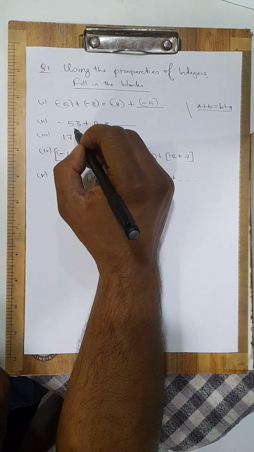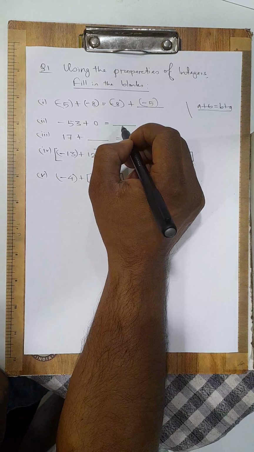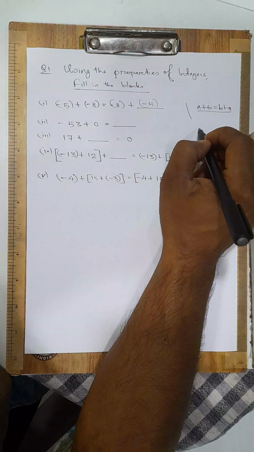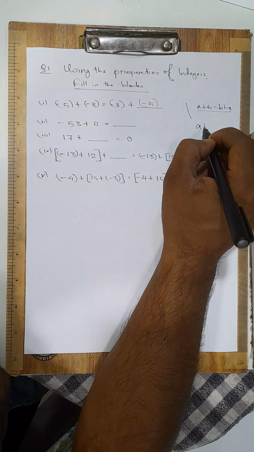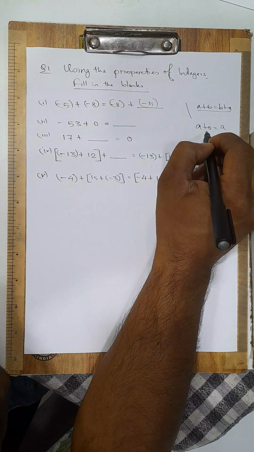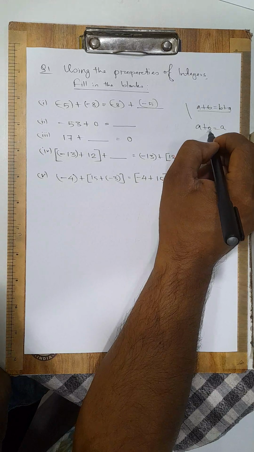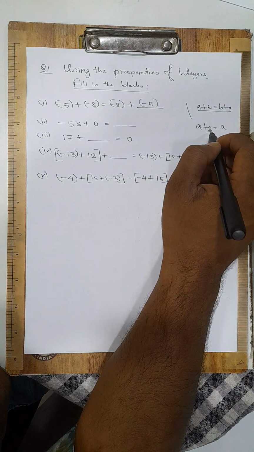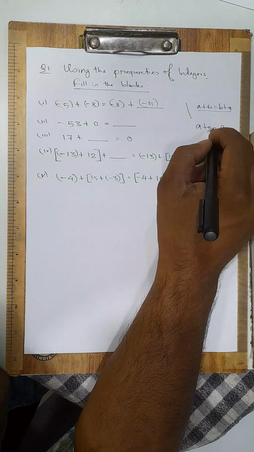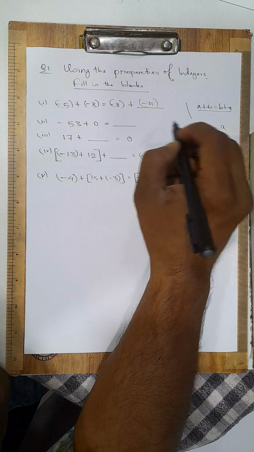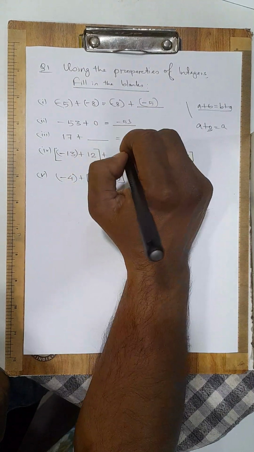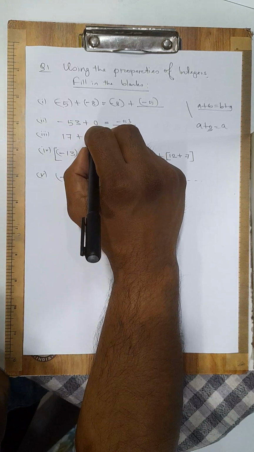Again, minus 53 plus 0 equal to blank. What is minus 53 plus 0? We remember that for any integer a, a plus 0 equal to a, 0 is called additive identity element. That means addition of 0 with an integer does not alter the identity of the integer. So minus 53 plus 0 equal to minus 53. 0 is additive identity element.